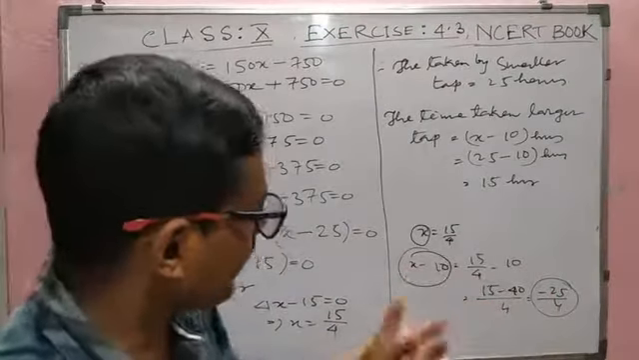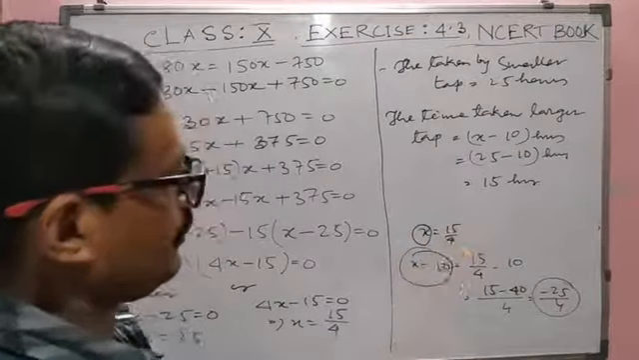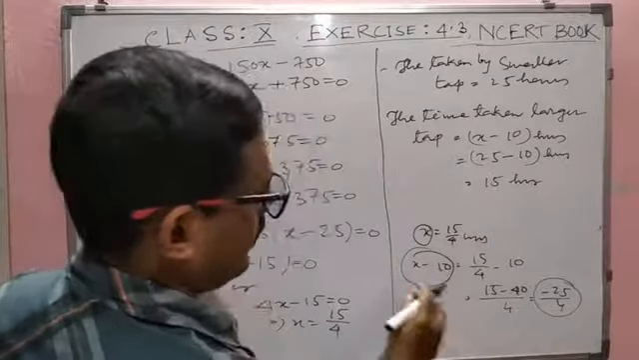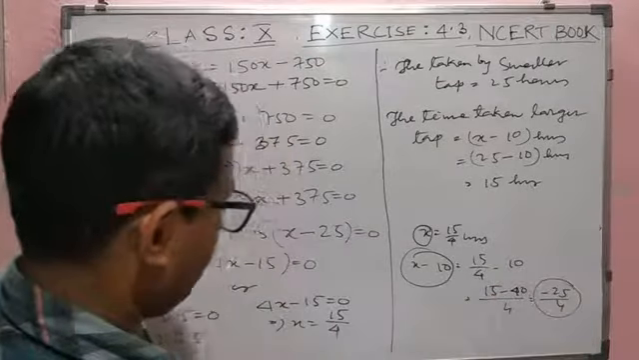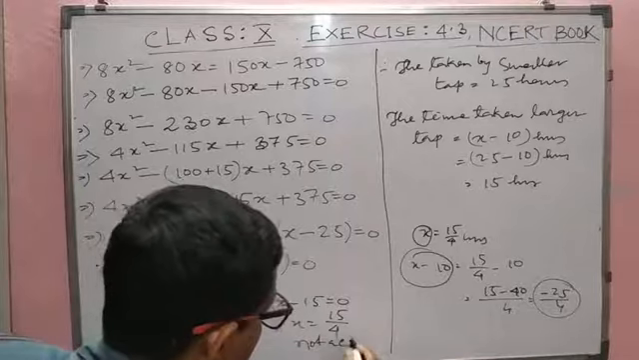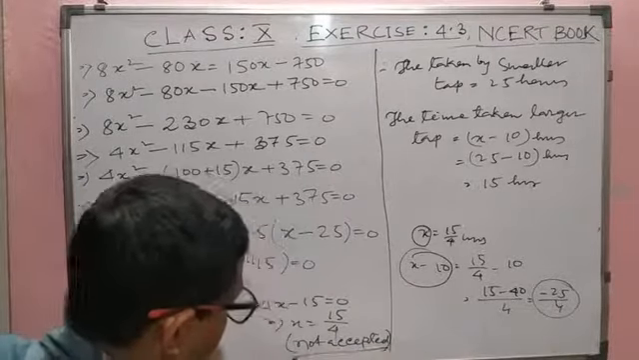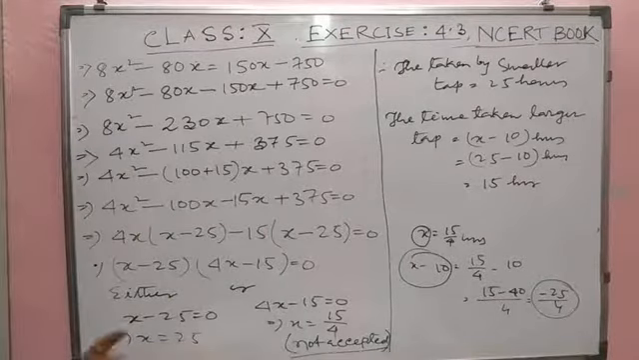Here time cannot be negative. If we consider the time taken by the smaller tape to be 15 by 4 hours, then the time taken by the larger tape will be minus 25 by 4 hours, which is quite impossible. That is why this is not accepted. We cannot accept this one. So that is why the answer is: the value of x is 25, the accepted value is 25.